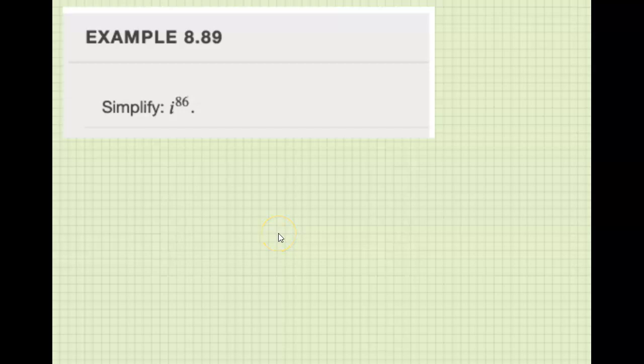Alright, so in this example we want to simplify powers of i. I'm going to do this and a few others to see how it works. So we have i to the 86. We know that i squared equals negative 1. So basically our goal is to rewrite this exponent so I have an i squared in there.